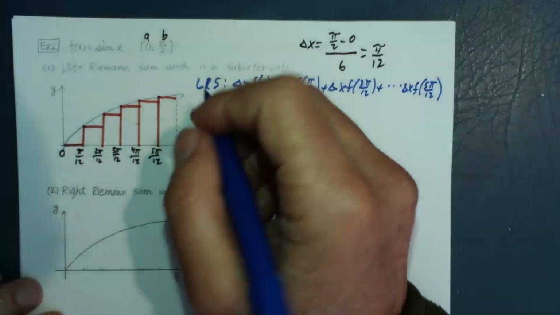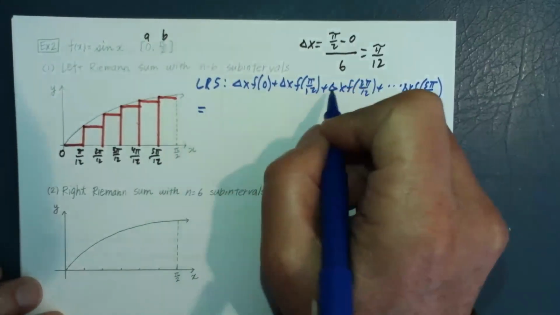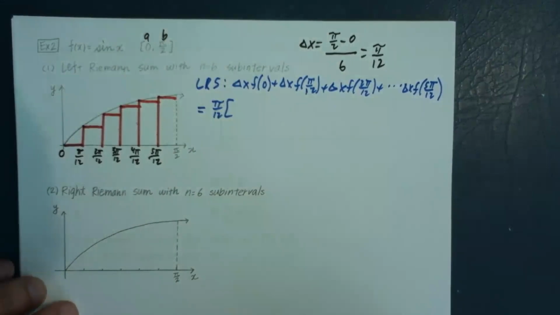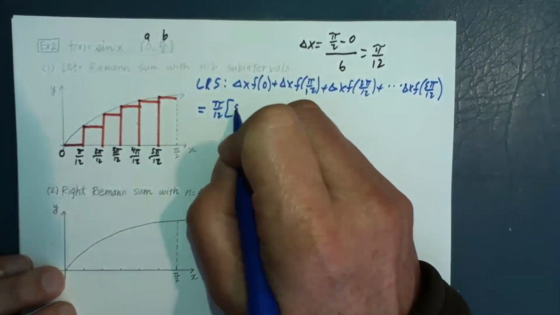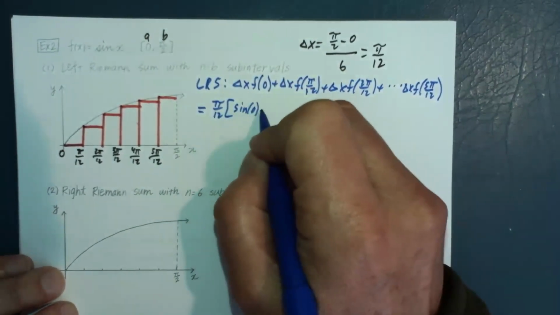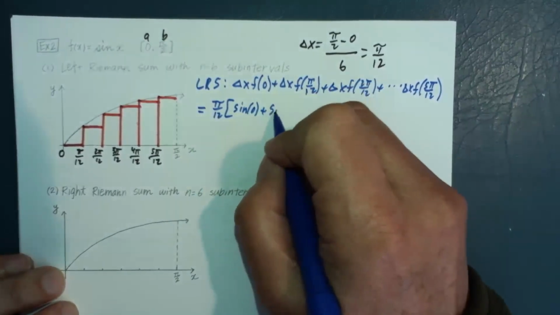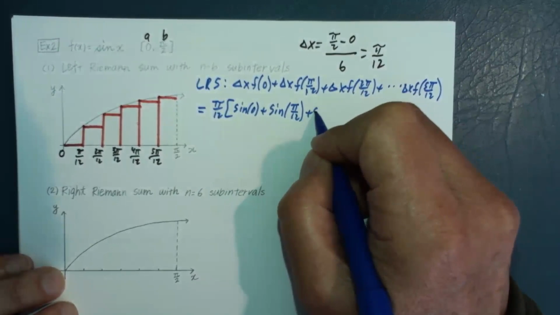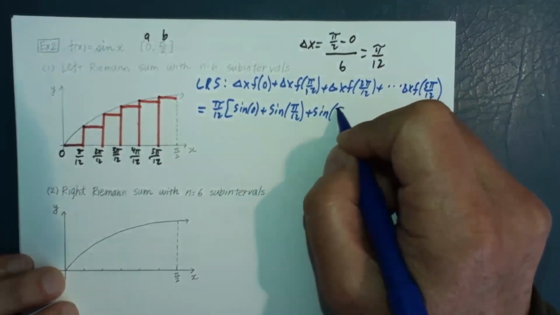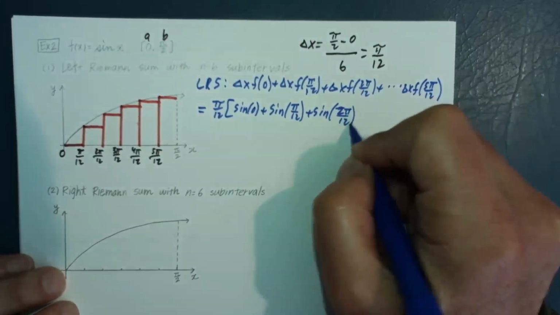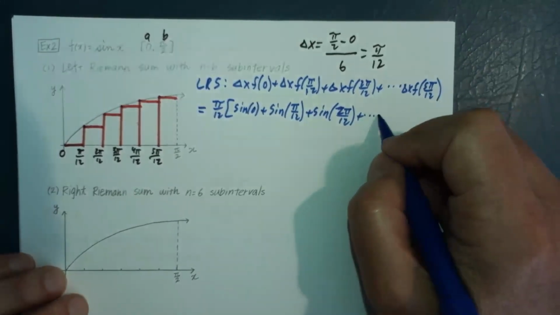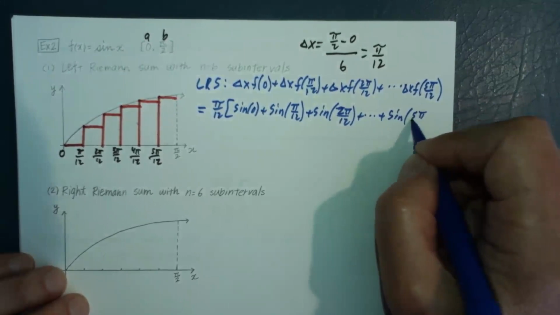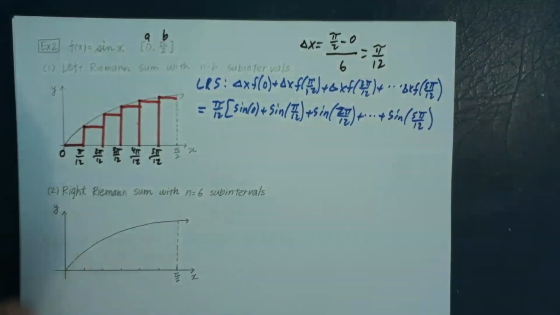So let's rewrite this. I'm going to factor out a delta x and write it as pi over 12. And this is going to be the sine of 0 plus the sine of pi over 12 plus the sine of 2 pi over 12, all the way up until we have the sine of 5 pi over 12.